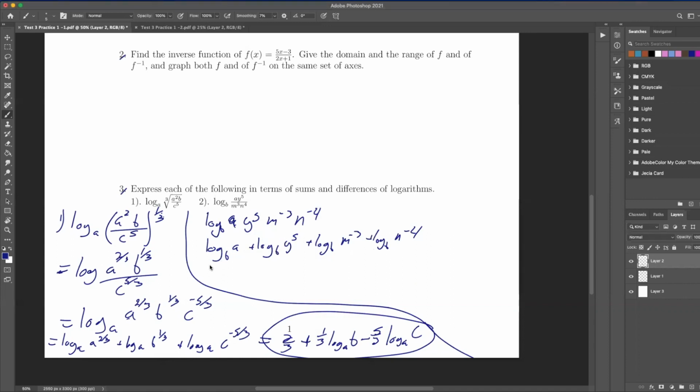And then the last thing we want to do for this problem is pull out your exponents. So log base b of a, the exponent here is 1. Here I have the exponent of 5, log base b of y. Here I have an exponent of minus 3, so it'll be minus 3 log base b of m. And here I have a minus 4, so it'll be minus 4 log base b of n. Okay, and once again, the whole thing right here would be your answer.